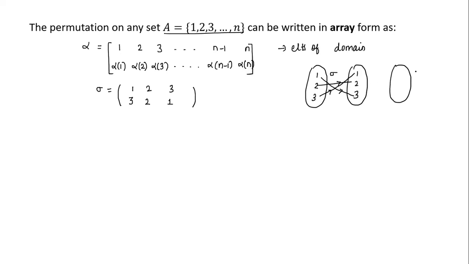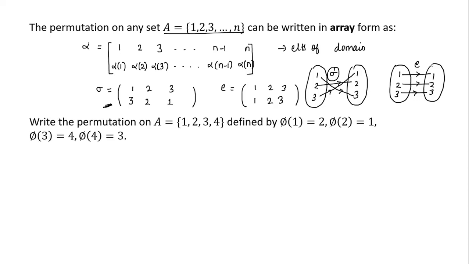Now let me consider the permutation 1, 2, 3 to 1, 2, 3, where 1 was mapped to itself, 2 was mapped to itself, and 3 was mapped to itself. Let me denote this permutation by E. Then I can represent E by 1, 2, 3 on top and 1, 2, 3 below: 1 is mapped to itself, 2 is mapped to itself, 3 is mapped to itself. So clearly this is the array form to represent E, and this is the array form to represent sigma. This is how we can represent any permutation in array form.